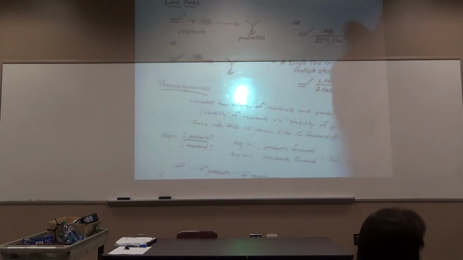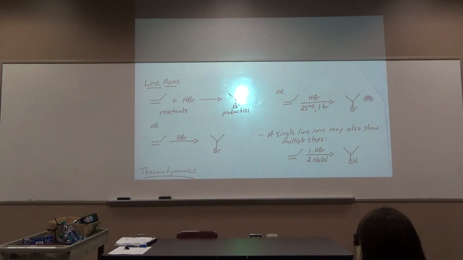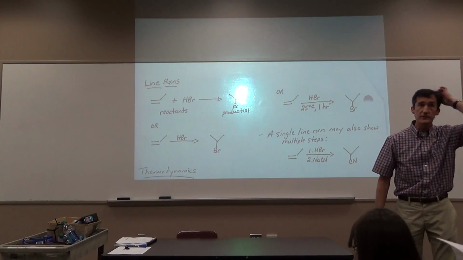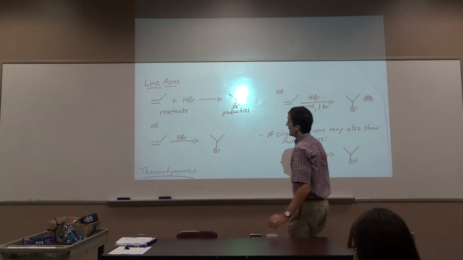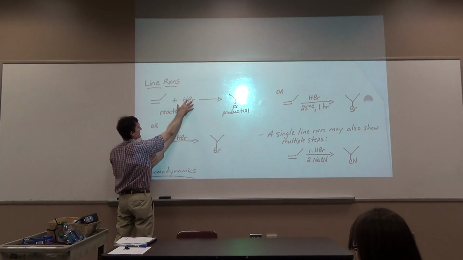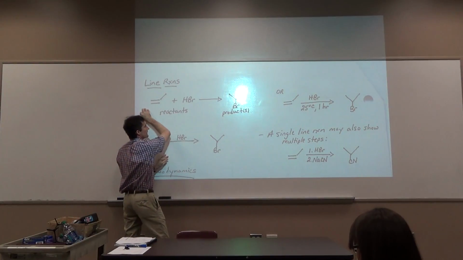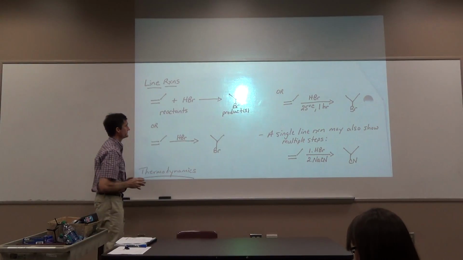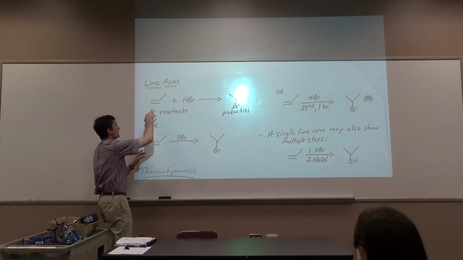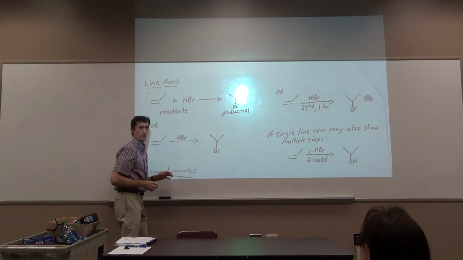Next page. Some introductory material. First off, the idea of line reactions. Line reactions is where we show reactants such as this alkene plus HBr, and then a reaction arrow, and then products. Okay? This is a line reaction. This plus this yields this. Sort of what this means, yeah?